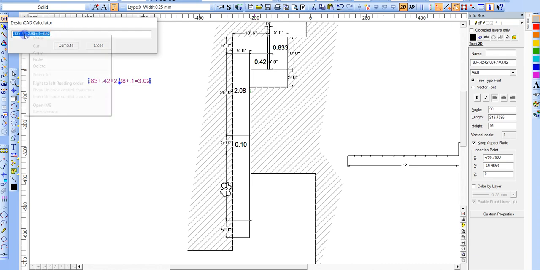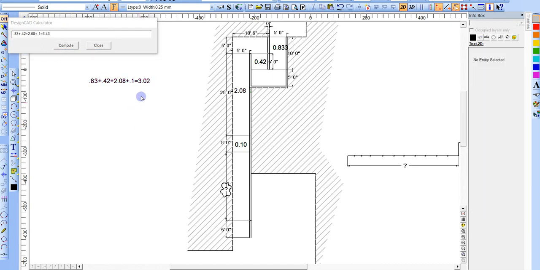All right. So now we know that's 3.43. So we need to know the difference between the bottom of that flat landing, or semi-flat landing, to the ground, which is 4 feet below. So we're going to go 4 minus 3.43. There we go, 0.57. So we've got to go 7 inches, or roughly 7 inches.